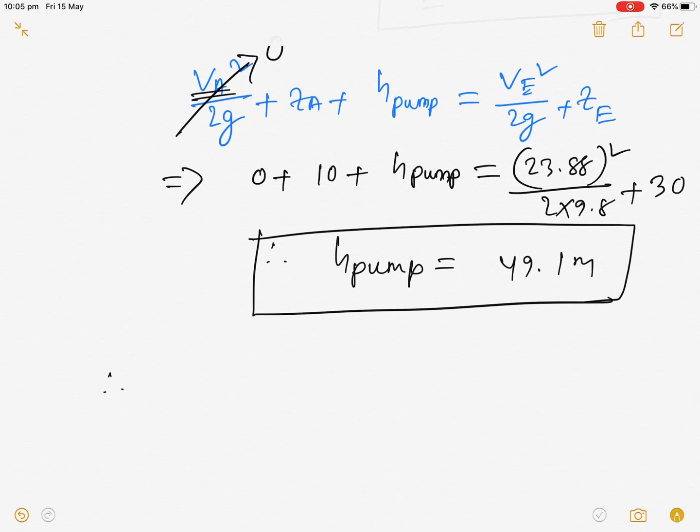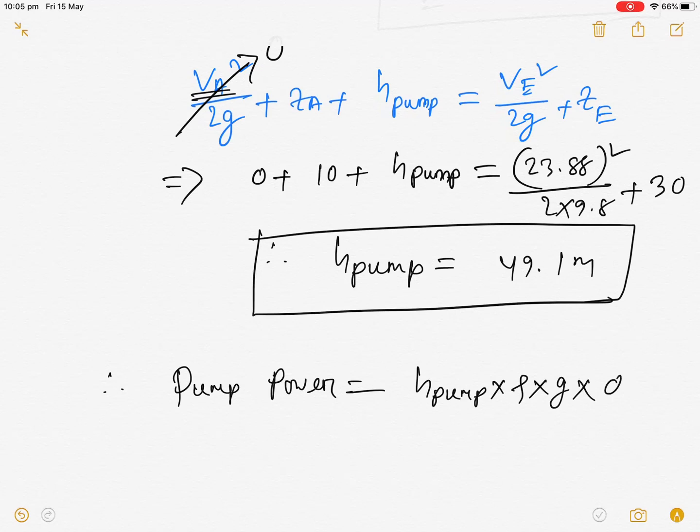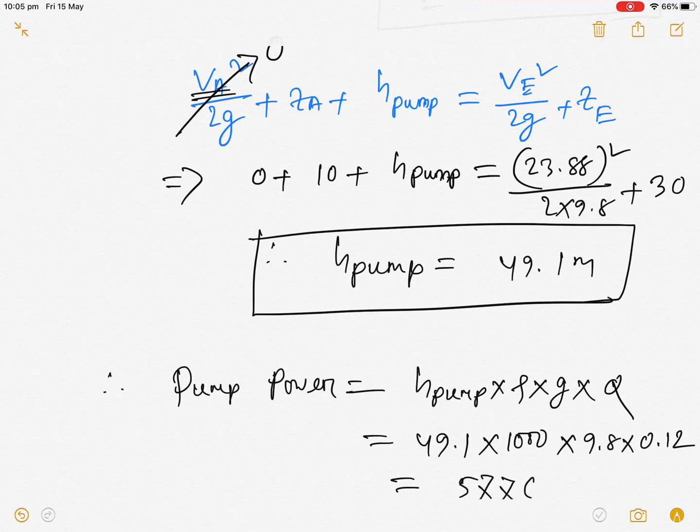Once we know the pump head, previously I just wrote down the formula for pump power. The pump power formula is the pump head, density, gravity, and the flow rate. So you have 49.1, density is 1000, gravity is 9.8, and the flow rate, if we consider it in meter cube per second, is 0.12. So that means it is 57,760 watt. So that actually is the solution.